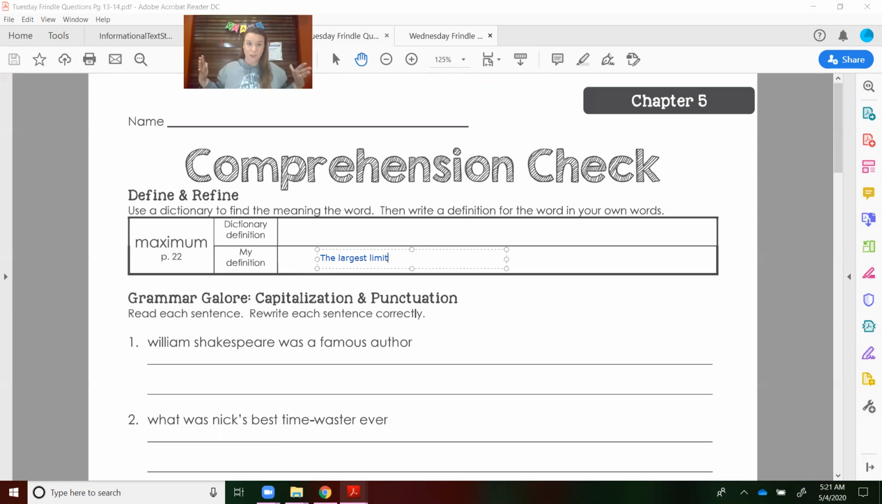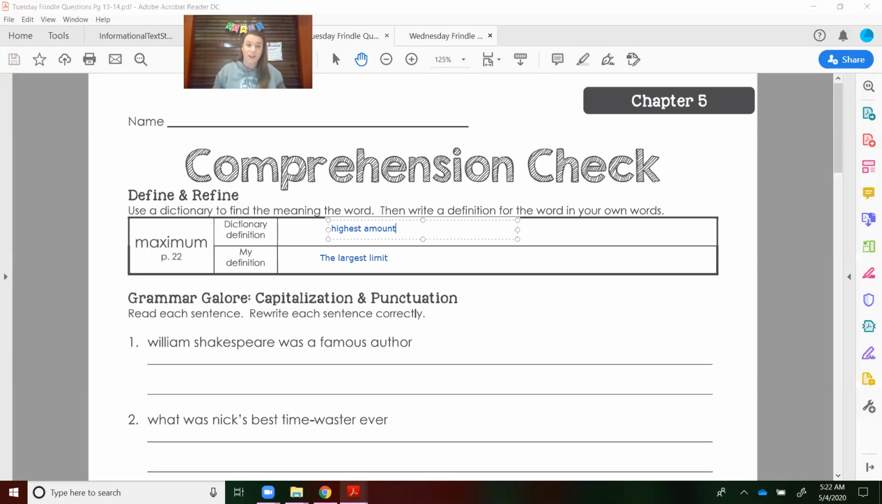So it's the largest amount you can have. And guess what? That's actually what Google said too. Google said that it is the highest. So a maximum is the highest you can go. So like the maximum weight for a car, you know. You might see this when you're in an elevator, the maximum weight limit, the elevator can only hold so many people because they can't go over the weight or else it won't lift up or won't be safe.